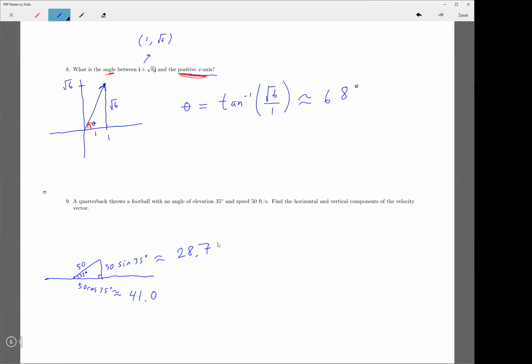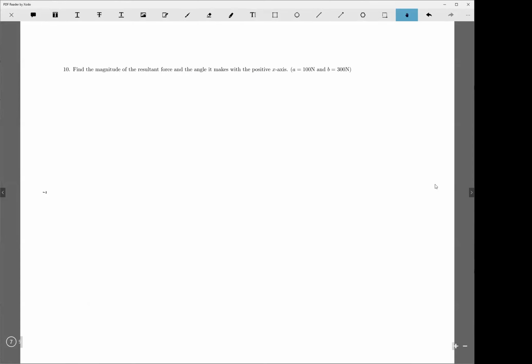Okay, great. So once again, this is vertical, and that's horizontal. Okay, number 10: find the magnitude of the resultant force and the angle it makes with the positive x-axis. There's a little drawing there, so I need to make the drawing. Okay, so here's the drawing right there.